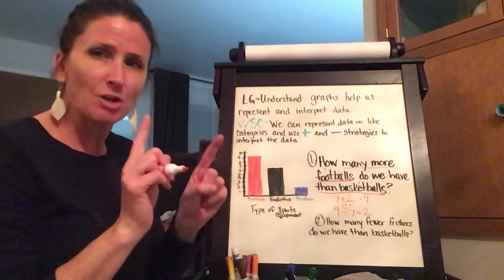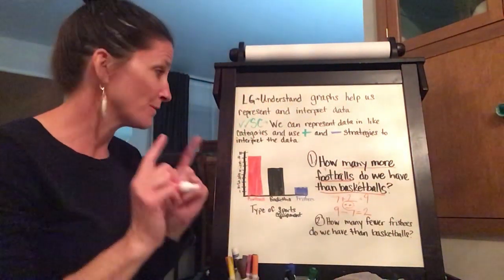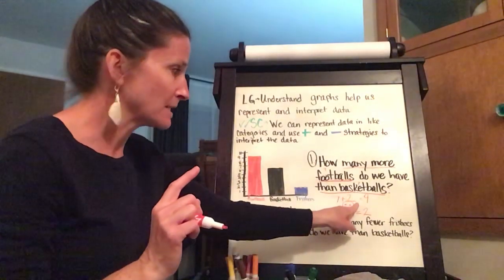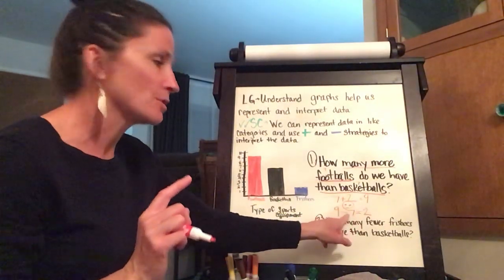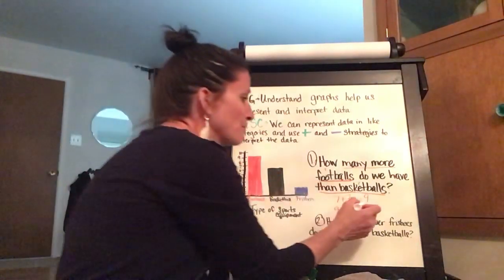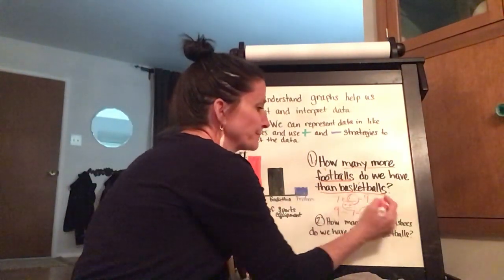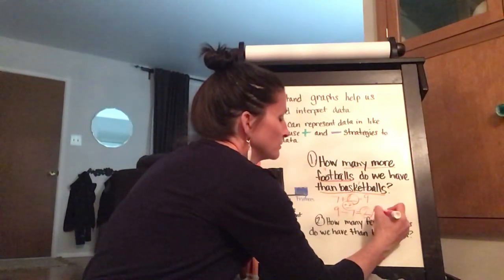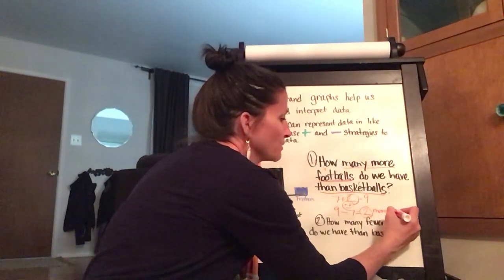Remember, addition and subtraction are opposite. You can use both of them. Sometimes it's going to be a missing addend, or you can turn it around and use a subtraction equation as well. You get the same answer, right? Both of our answers were 2. 2 more footballs.